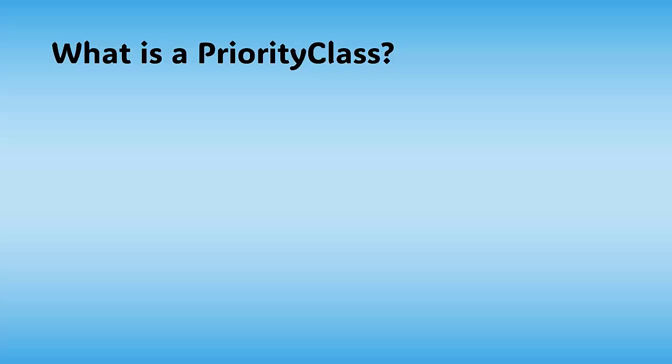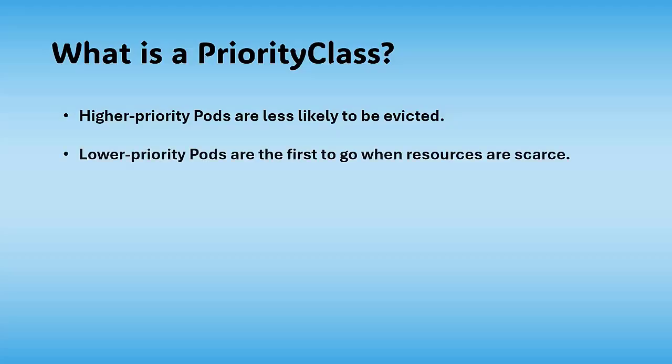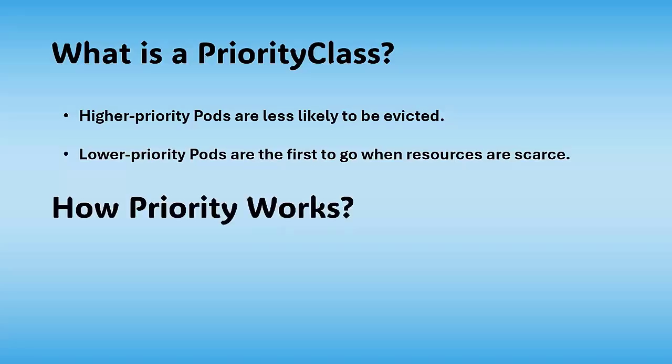In Kubernetes, when your cluster runs low on resources, some pods might need to be evicted to free up space. Priority class lets you tell Kubernetes which pods are more important. Higher priority pods are less likely to be evicted, and lower priority pods are the first to go when resources are less.